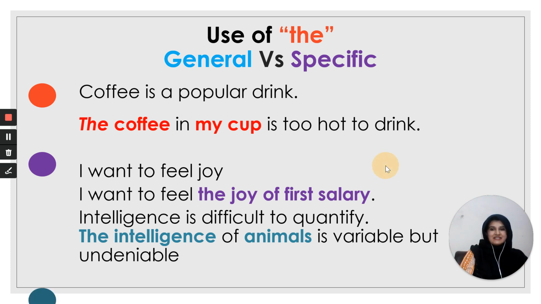Let's move towards the next sentence. "Intelligence is difficult to quantify." Again, a very general expression. But look at the next sentence: "The intelligence of animals is variable but undeniable." Now we are specifying the intelligence of animals. Because we specified it, we used the definite article "the" with it.